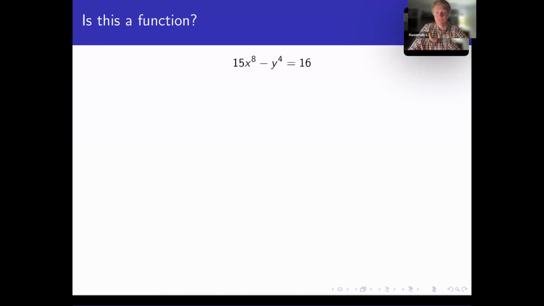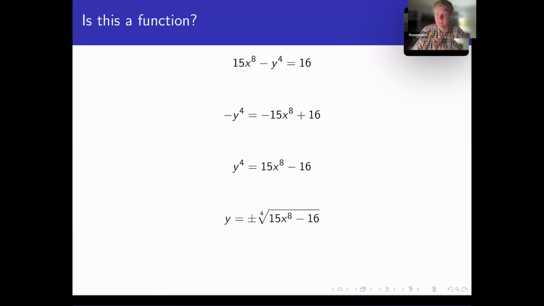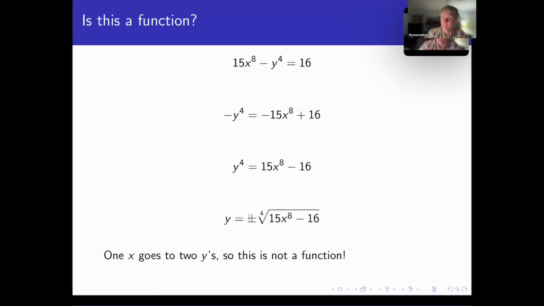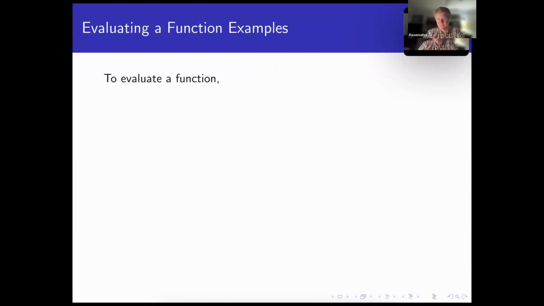You probably already know what's going to happen, but let's subtract x to the eighth, 15x to the eighth on both sides. Let's divide everything by -1. And now let's take the fourth root of both sides. But don't forget, when you take the fourth root of both sides, you again get plus and minus. Okay? And now you see, no matter what we plug in, we're going to get two y values back because of the plus and minus. So, not a function.